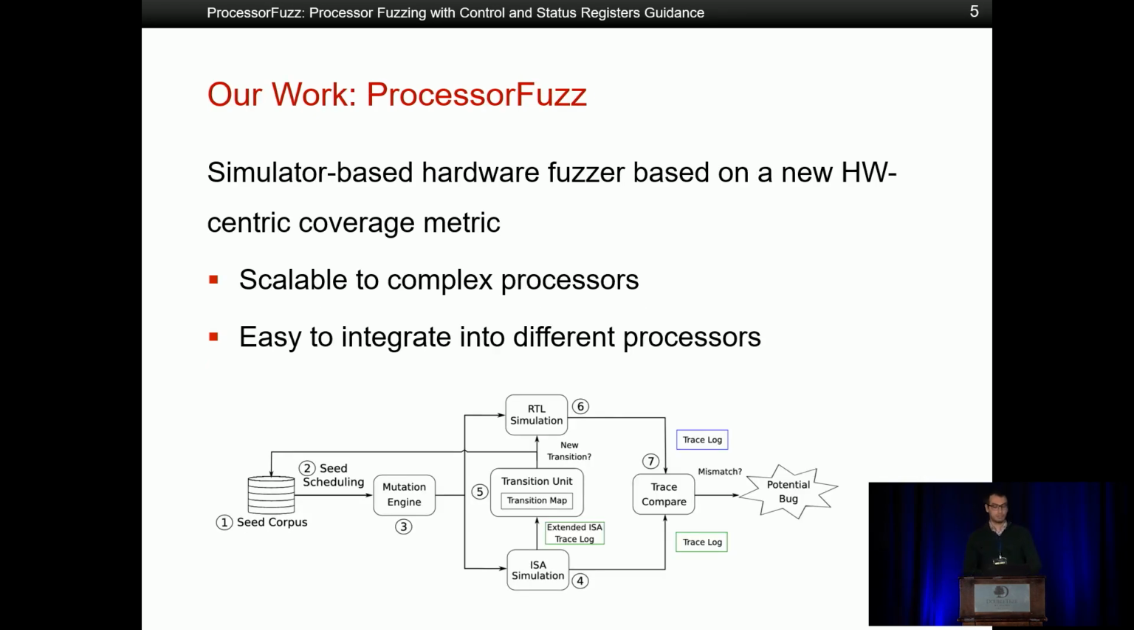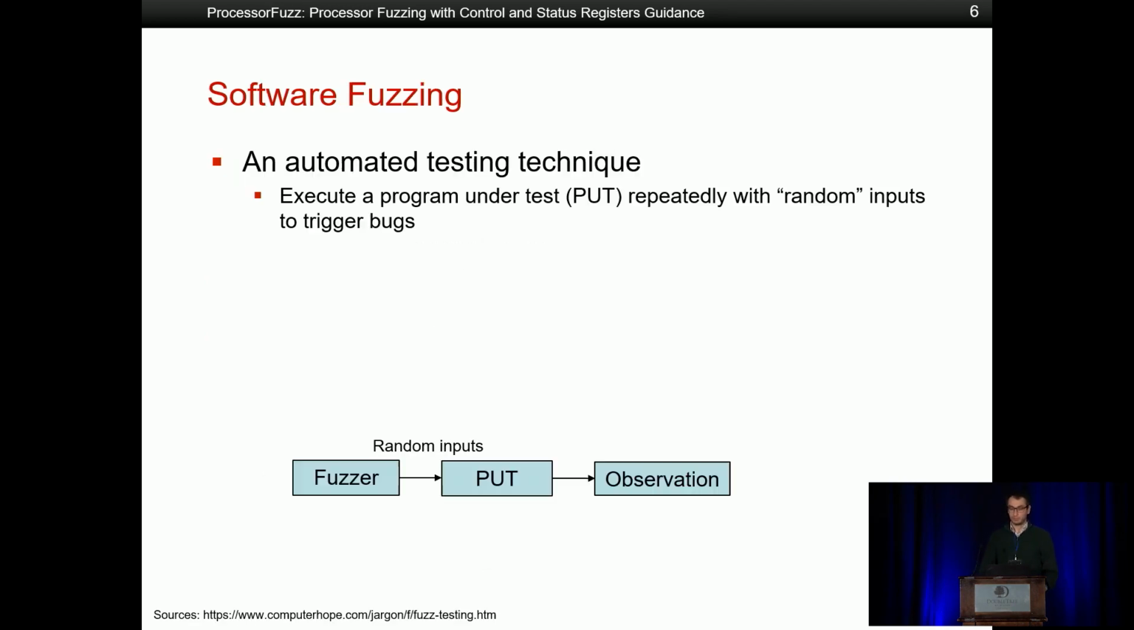Our work, ProcessorFuzz, is another simulator-based hardware fuzzer, based on a new hardware-centric coverage metric. It is scalable to complex processors, as we have seen in our experiments, and it is really easy to integrate into different processors. Before going into the details of our work, first I would like to give background on software fuzzing and also related work.